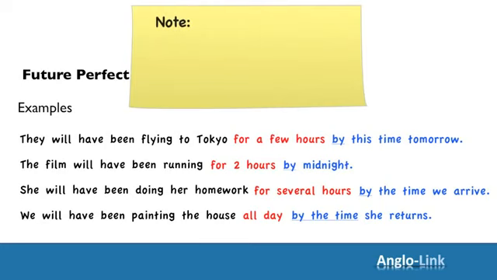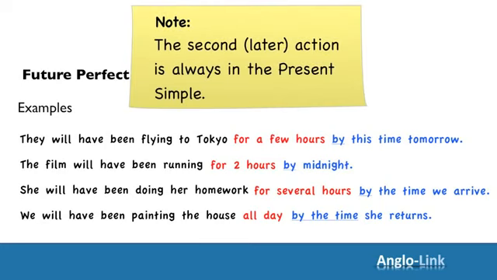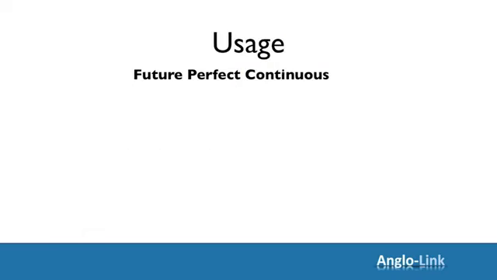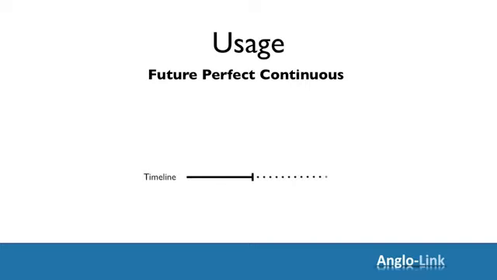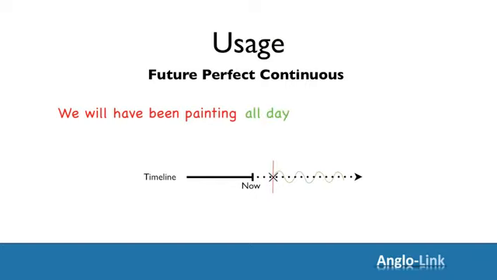Once again, note that the second or later action is always in the present simple tense. By the time we arrive and by the time she returns. Let's have a look at the timeline for this tense. We will have been painting all day by the time she returns.